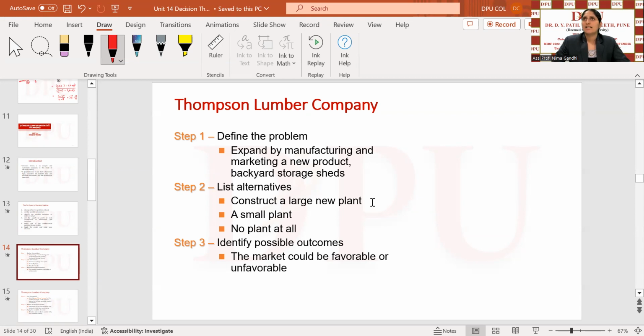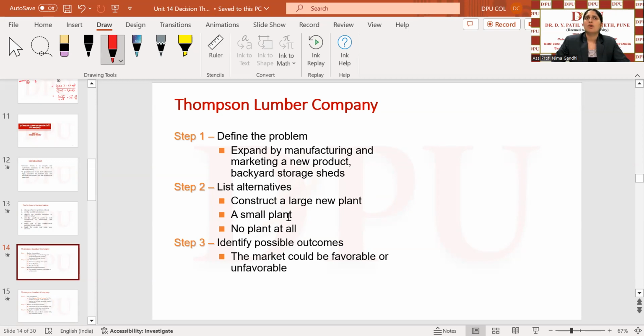So whether the market will accept their product or not. So they are dividing each of the alternatives on the basis of whether the market is favorable or not favorable. Okay, so when they construct a large new plant, if the market is favorable, what will be the outcome? When the market will not be favorable, at that time what will be the outcome?